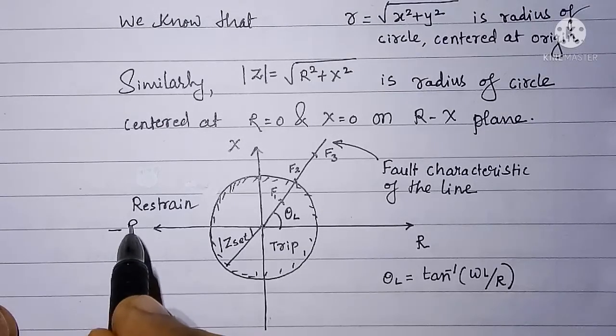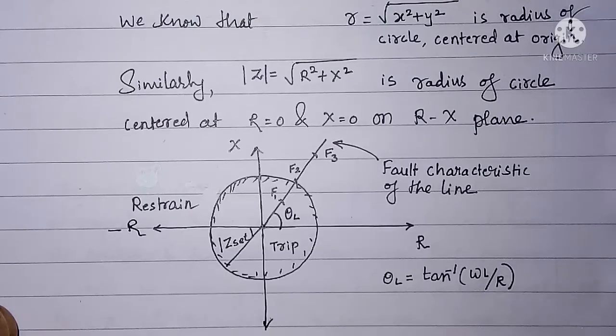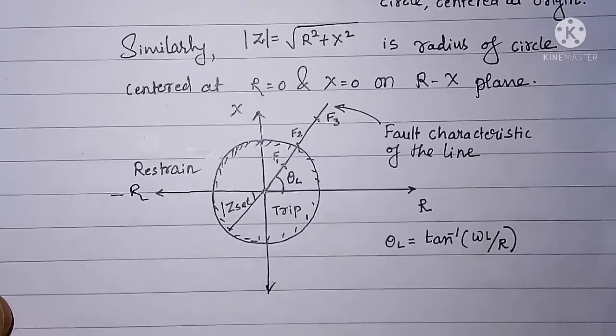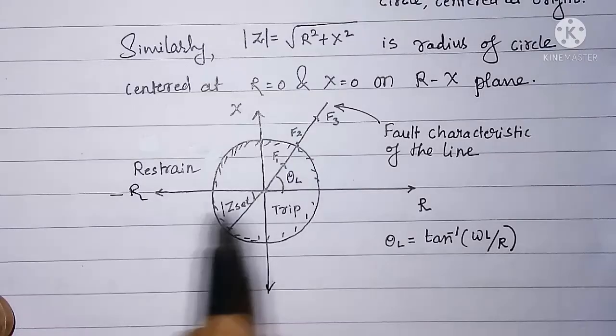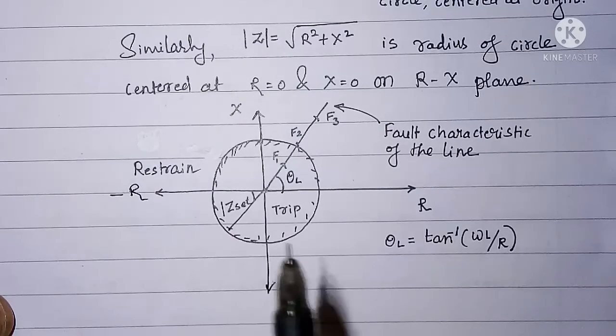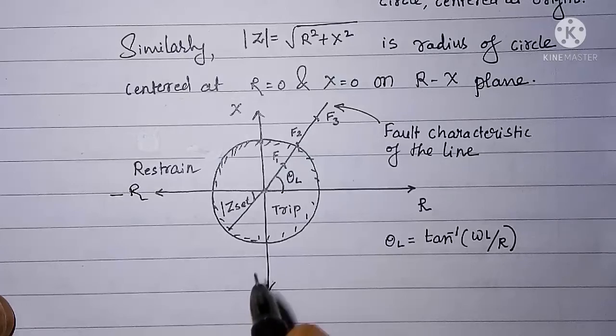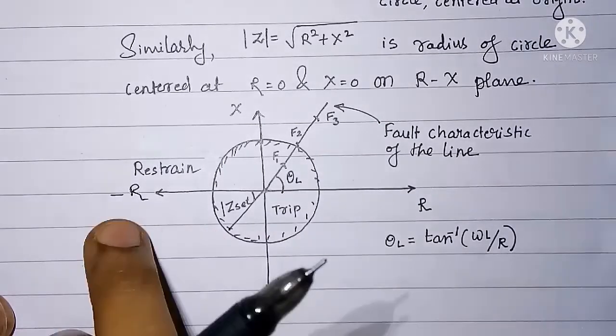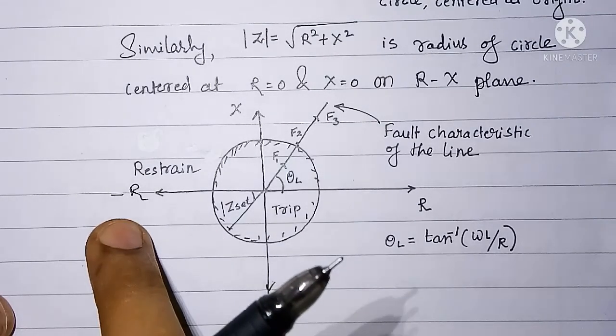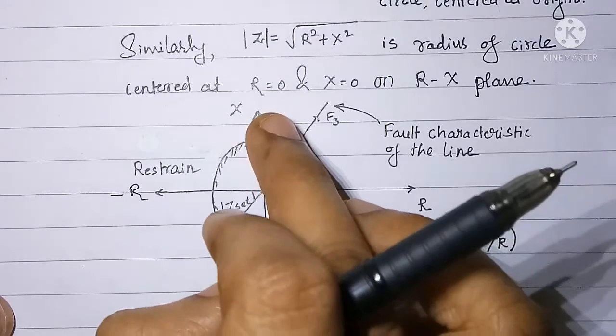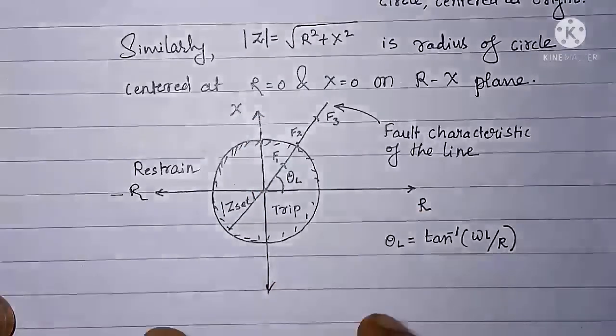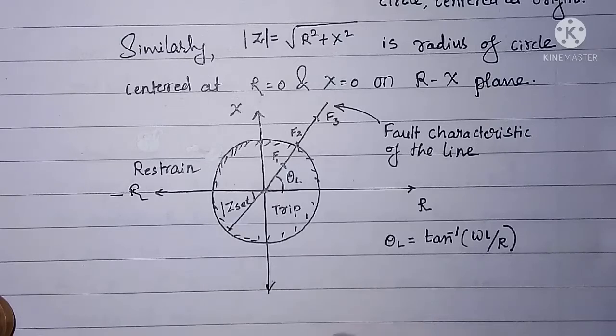On this axis we are having minus R, on resistance axis to the left we are having minus R, and on the reactance axis below R axis we are having minus X.